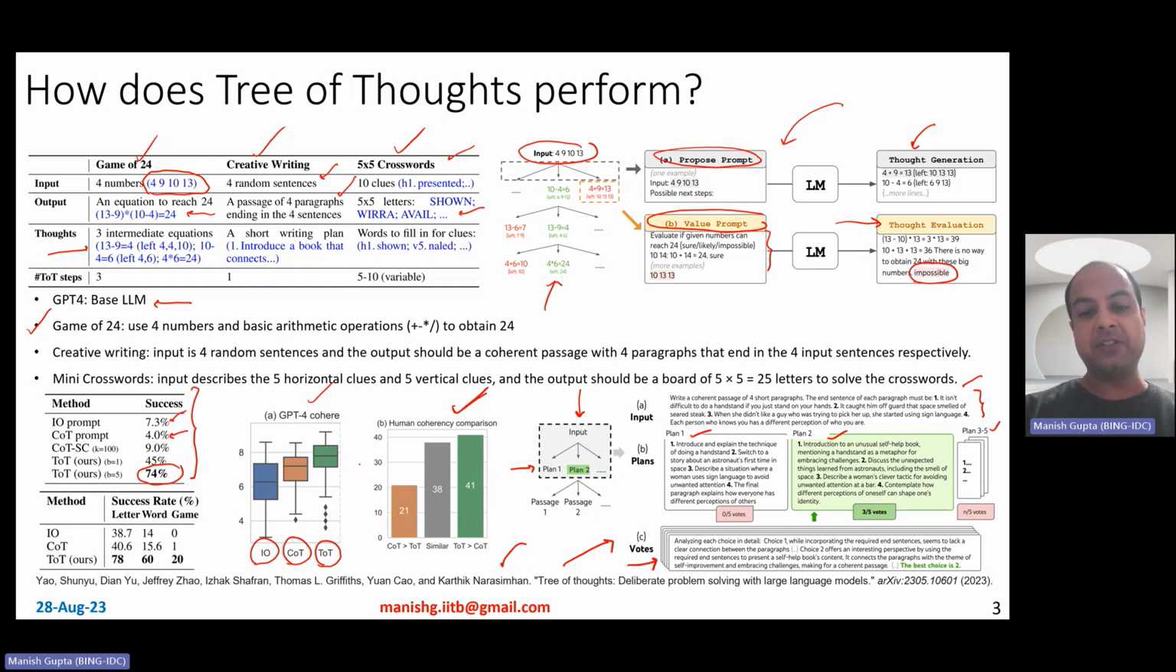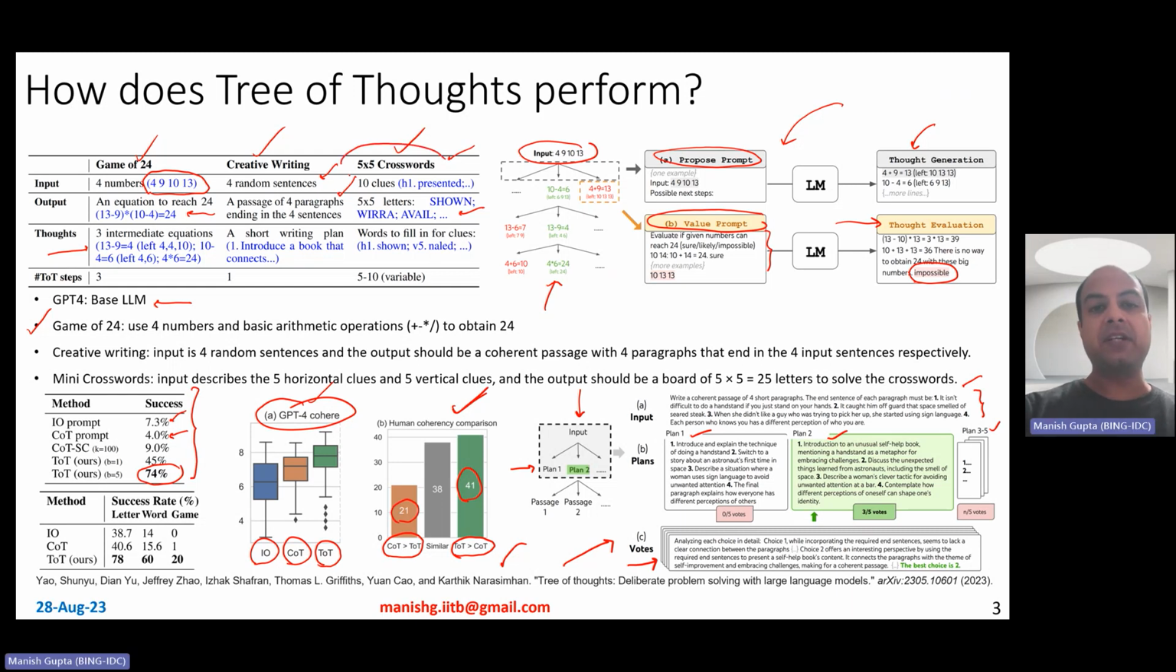Also, this is the GPT score. When you look at human coherency comparison, people found the tree of thought to be better compared to chain of thought 41 times, while they found chain of thought to be better than tree of thought just 21 times.